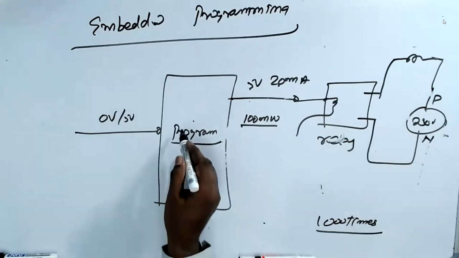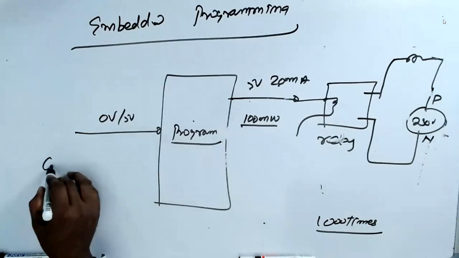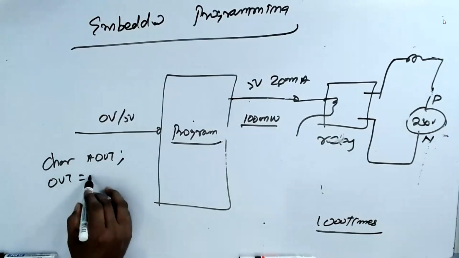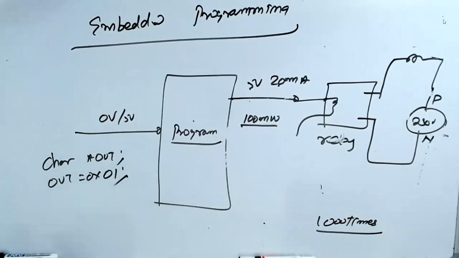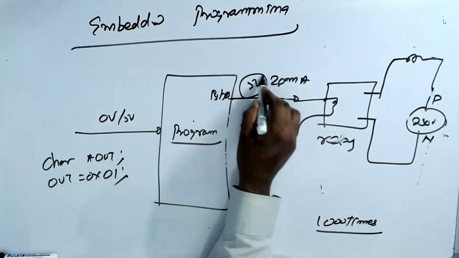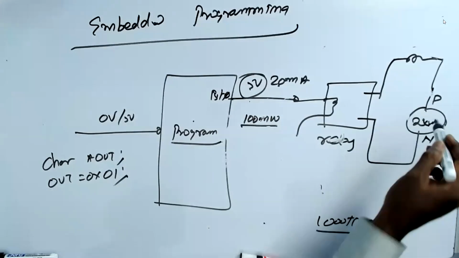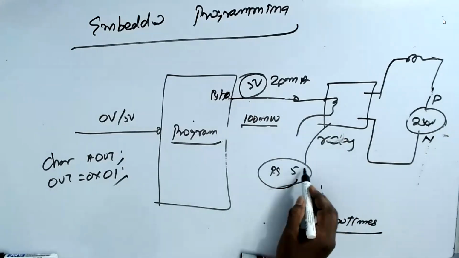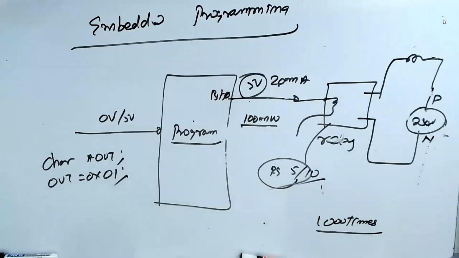Now you write a small program. Char star out, out is equal to 0x01. Let's say bit 0. Now this becomes 5 volt. When this becomes 5 volt, the motor will be on. Relays cost only about 5 rupees or 10 rupees. They are very small, not more than that. So understand this fact.